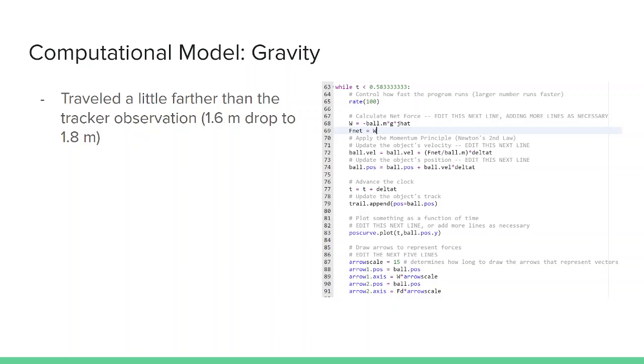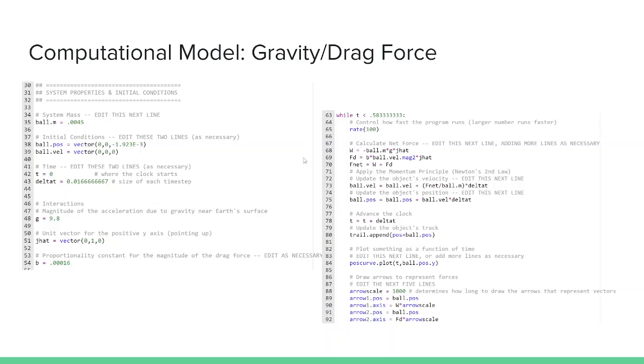For our gravity and drag force, as you can see, this B constant on the bottom left changes here to 0.0016, making the drag force exist because drag force is created with this formula right here, B times ball velocity dot magnitude times j hat. So because this B isn't 0, the B now creates a drag force on the ball. Fnet is now W plus D instead of just W.